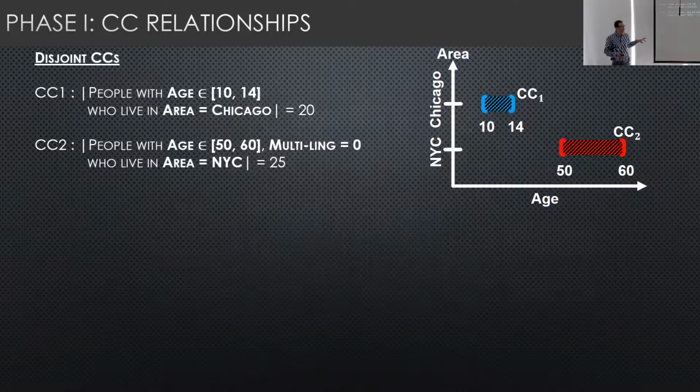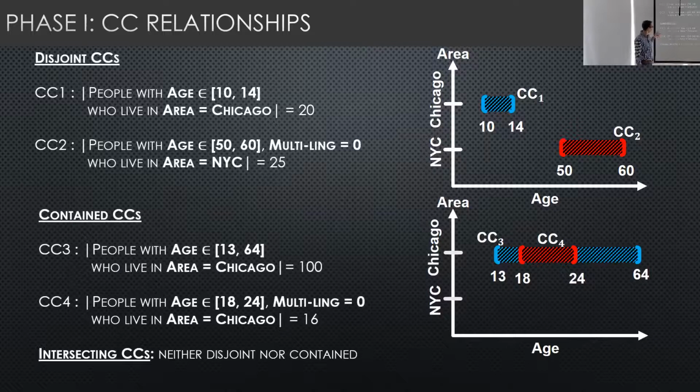The first phase, completing the join view, relies on a characterization of the relationship between the cardinality constraints, or CCs. CCs can be disjoint, contained in one another, or intersect. For example, CC1 and CC2 are disjoint, since no tuple that contributes to the count of CC1 can contribute to the count of CC2, and vice versa. On the other hand, CC4 is contained in CC3, since every tuple that contributes to the count of CC4 also contributes to the count of CC3. And we say two CCs intersect if they're not disjoint, nor is one contained in the other.